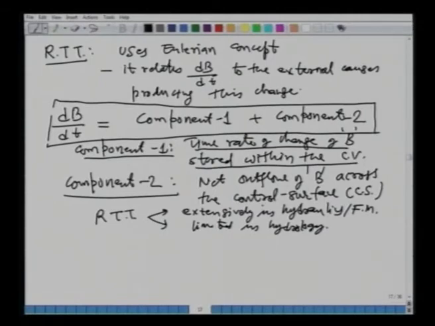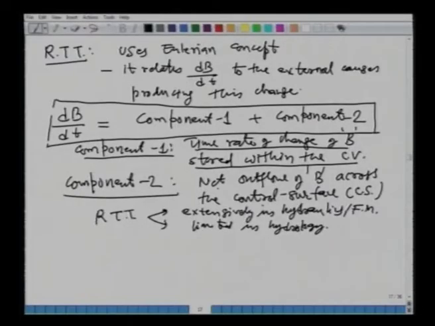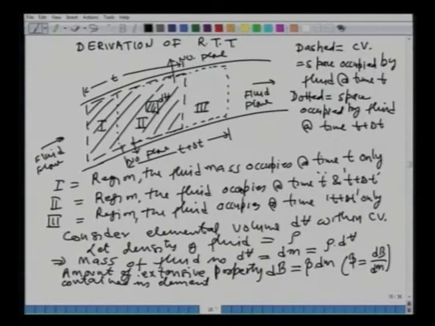And component 2 is the outflux of the extensive property flowing across the control surface. That is to say, component 2 is the net outflux or net outflow of the extensive property across the control surface. So, we will just write these two quantities.